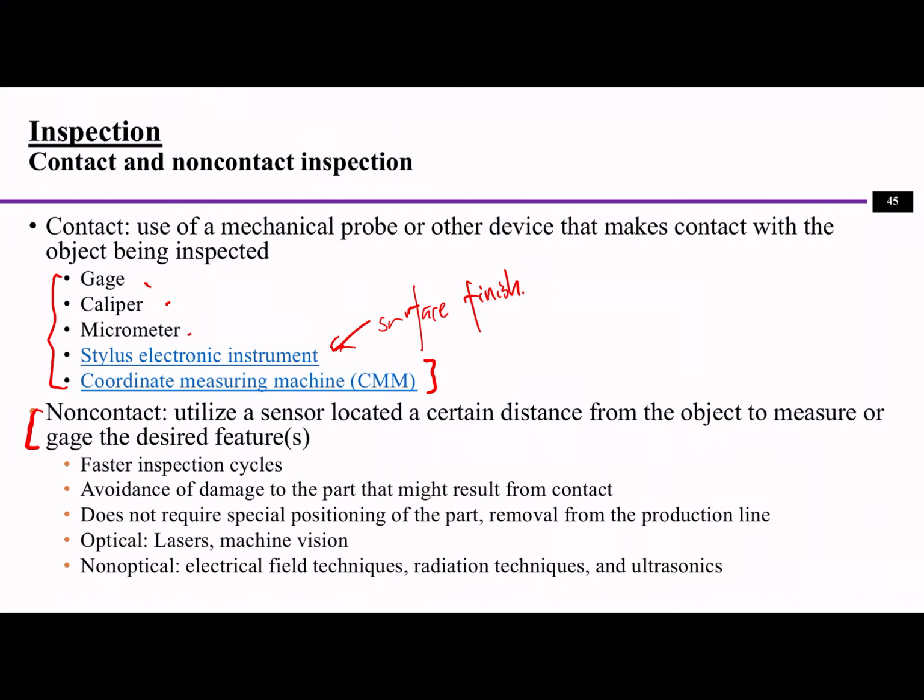Non-contact tools are usually sensors, and there are also optical ones that use lasers and machine vision. It does not require specific positioning of the part, right? If you have a production line, you can have all the parts just move forward, and then you have some sensors and they'll check that.